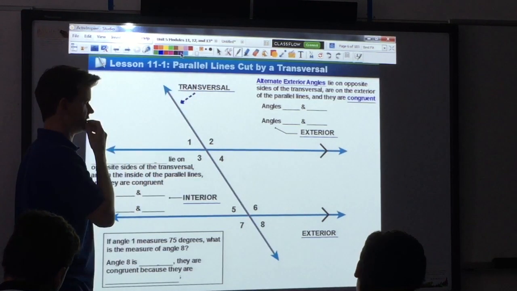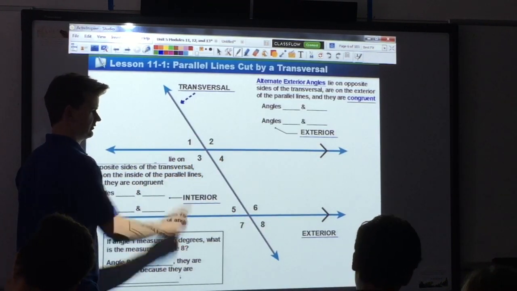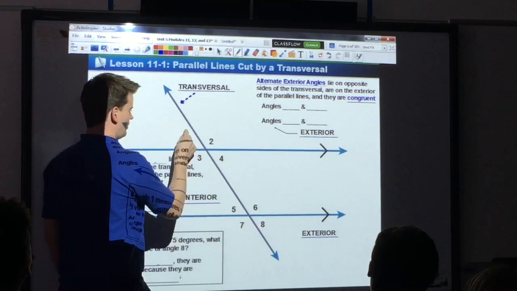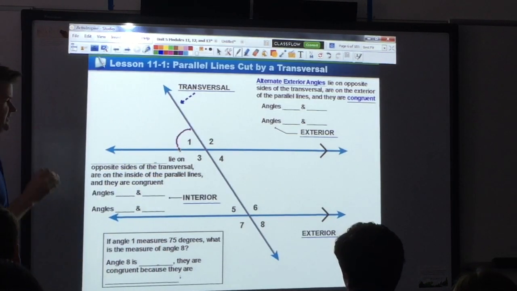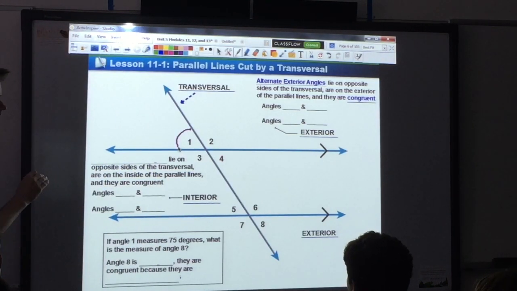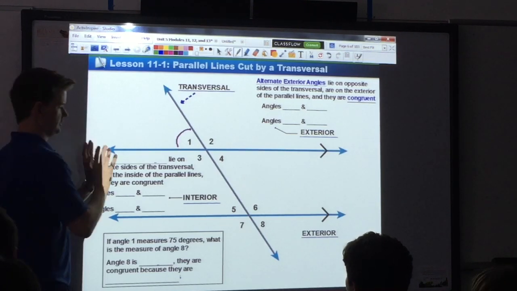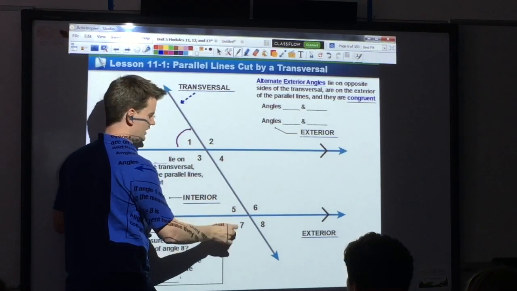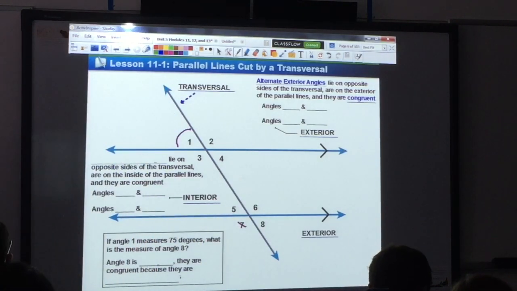Let me show you how we identify alternate exterior angles. So, alternate exterior, 3, 4, 5, or 6. Are those going to be exterior, yes or no? No. I'm only dealing with 1, 2, 7, and 8. So I'm going to start with angle 1 and find the alternate exterior angle to 1. First things first, it must lie on the opposite side of the transversal. Is 7 on the opposite side of the transversal? No, it's on the opposite side of the parallel lines, but that's the transversal, which means it could not be 7. That leaves me with angle 2 and angle 8.